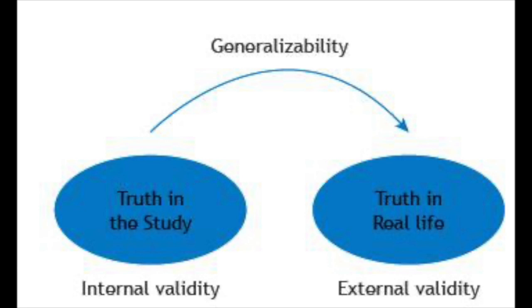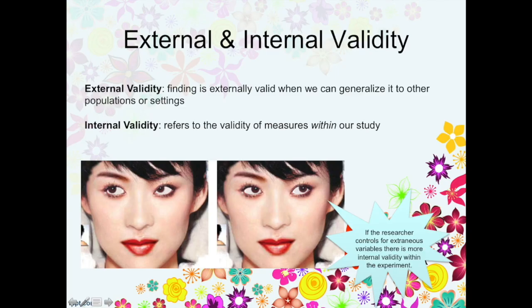Maybe the original researchers did their statistics wrong, or there was something unique about their population that wasn't considered as an extraneous variable. But nonetheless, not being able to replicate a study and find the same findings in different samples or in different populations is an indication that you are lacking external validity. So then there's internal validity, and this refers to the validity of the measures within our study.